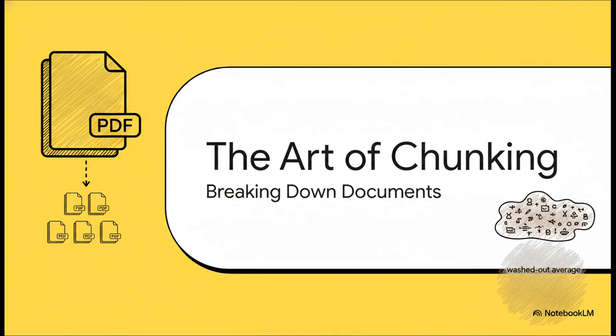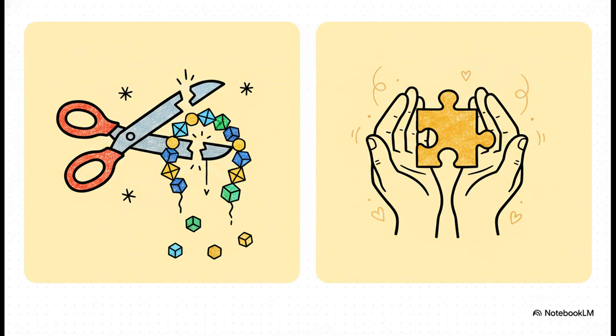Moving to section 4, the art of chunking and breaking down large documents. Listen, you literally cannot embed a 50-page PDF as a single vector. If you try to force an entire manual into one coordinate, the meaning just becomes this washed-out average of dozens of completely different topics, and mathematically, it ends up being similar to absolutely nothing. Your chunking strategy can literally make or break your entire retrieval system.